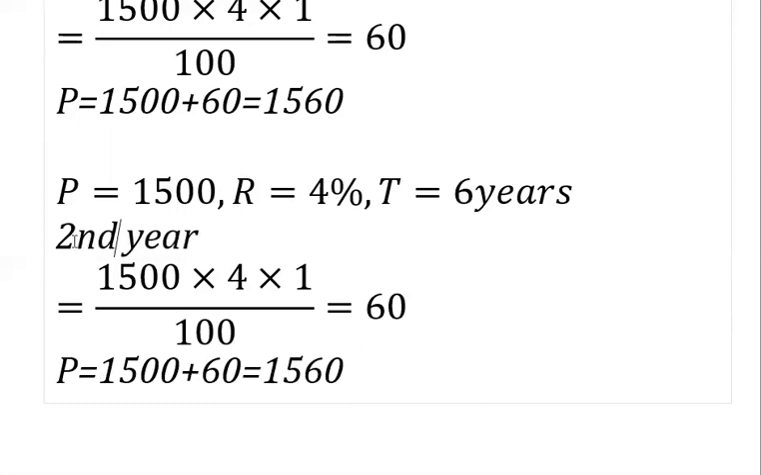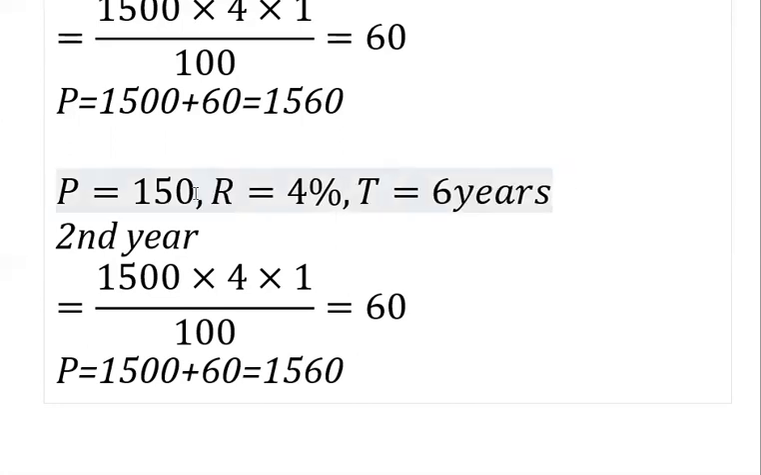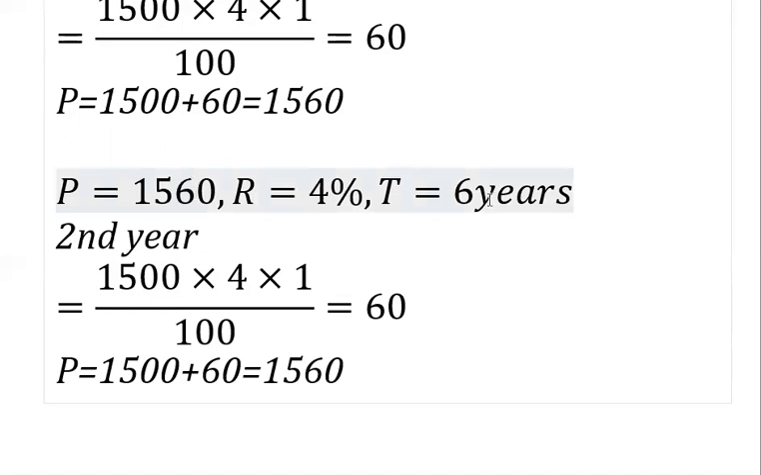For the second year now, we are going to be making use of this principal after adding our interest to it. So our principal for the second year will be 1,560. We are going to 6 years, but because we are calculating it on yearly basis, we'll be using 1 in our time. So if you bring out your calculator and punch 1560 times 4 times 1 divided by 100, it's going to give you 62.4. That's the interest accumulated at the second year, 62.4 naira.